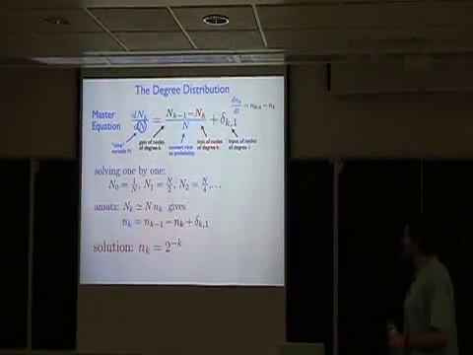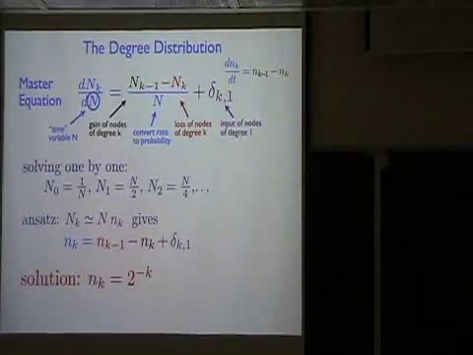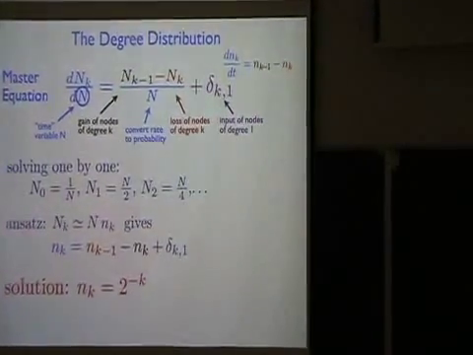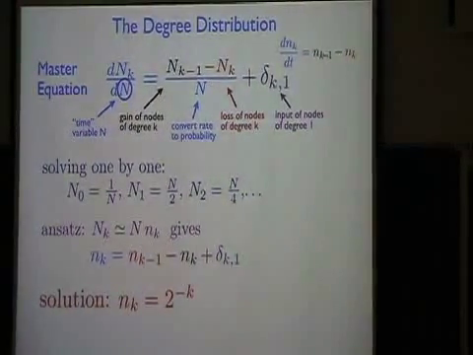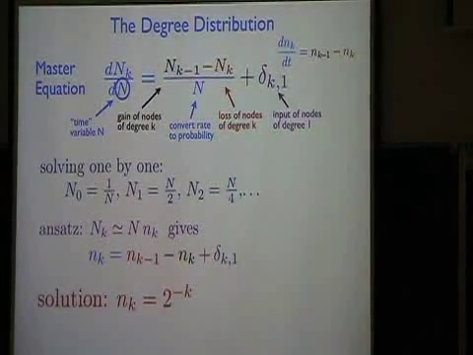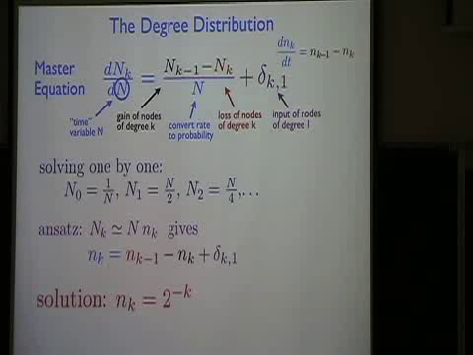Anyways, the solution for this one is really simple, and it's kind of as you might have expected. The degree distribution is still fairly sharp. It's an exponential distribution. The number of nodes of degree k is 2 to the minus k.